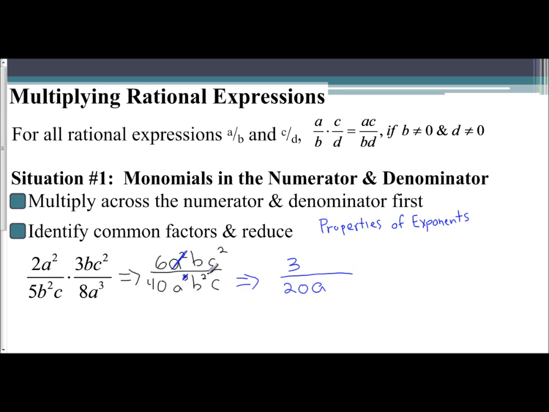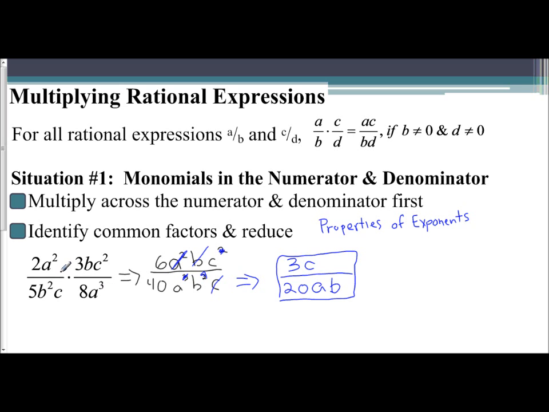You have b over b squared, so 1b in the top, 2b's in the bottom, so that means you're going to be left with 1b in the bottom, so a b. And then c squared over c, 2c's in the top, 1c in the bottom, so this c cancels, and you're left with just a c in the top. And so my final answer, the simplified rational expression, is 3c over 20ab when I multiply the two rational expressions together. So this is situation number one, if you have monomials in the numerator and denominator.